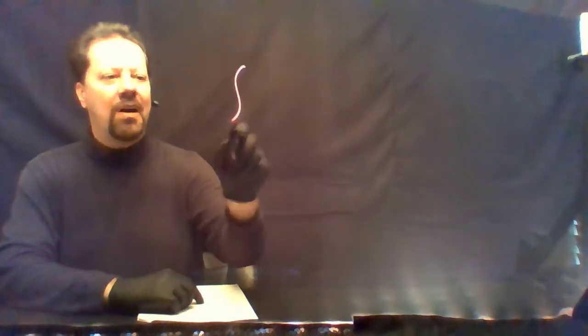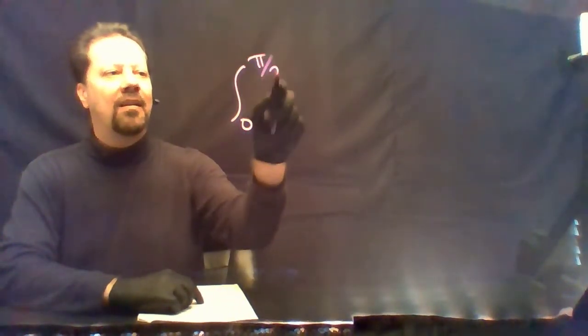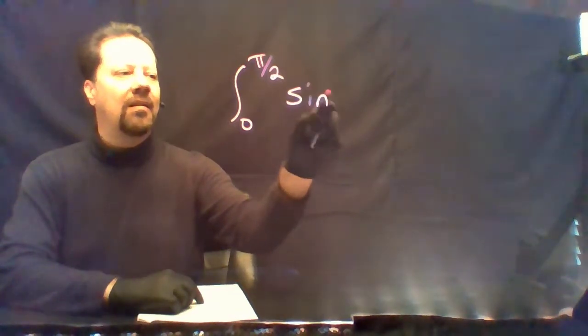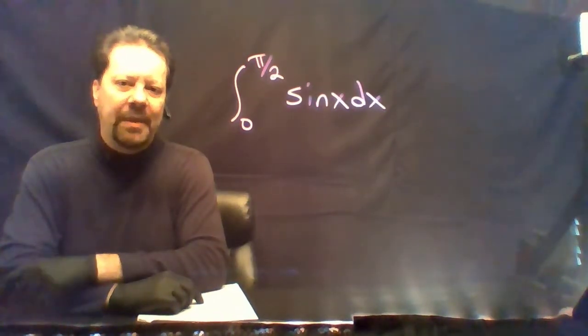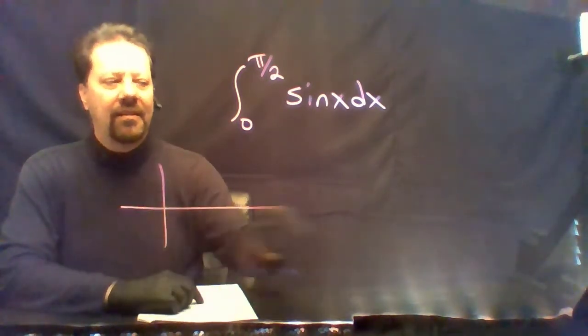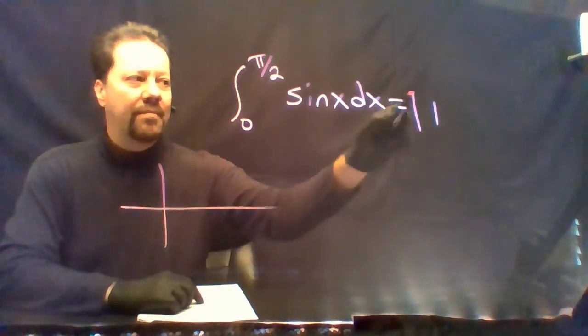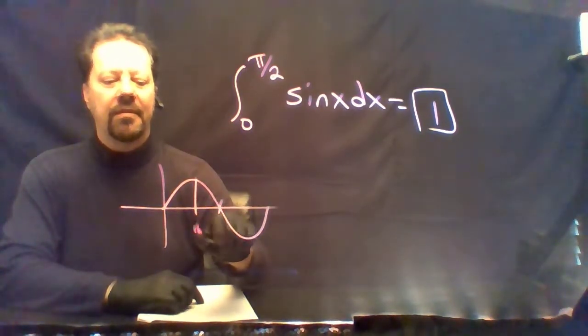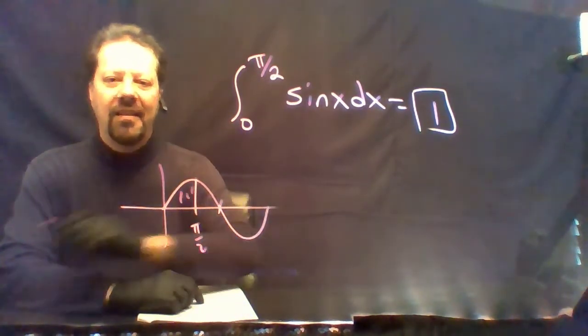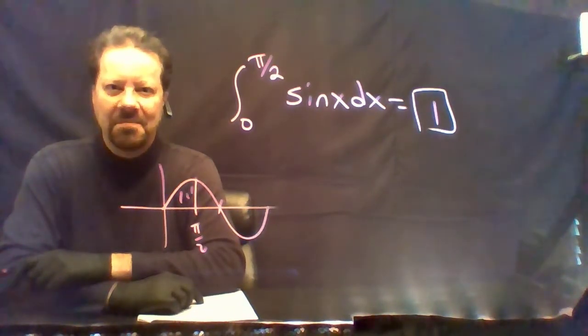On the very next problem, you're integrating sine x from 0 to pi over 2. You should immediately write 1, because everyone knows that half a bump gives you 1.